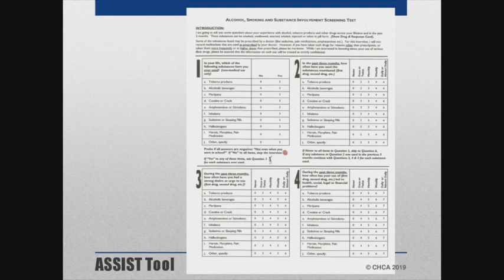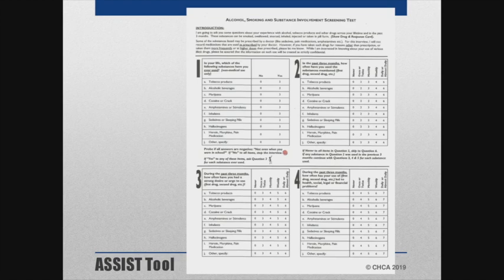Now, a tool that's actually quite useful is the Alcohol, Smoking, and Substance Involvement Screening Test, otherwise known as the ASSIST tool. This is a great tool. It's a few pages long, but it helps you to elicit a very thorough assessment of substance use. For example, it asks which of the following substances have you ever used, followed by what have you used in the past 3 months, and then how often you've used them in the past 3 months, and then finally if any use of those substances has led to health, social, legal, or financial problems.